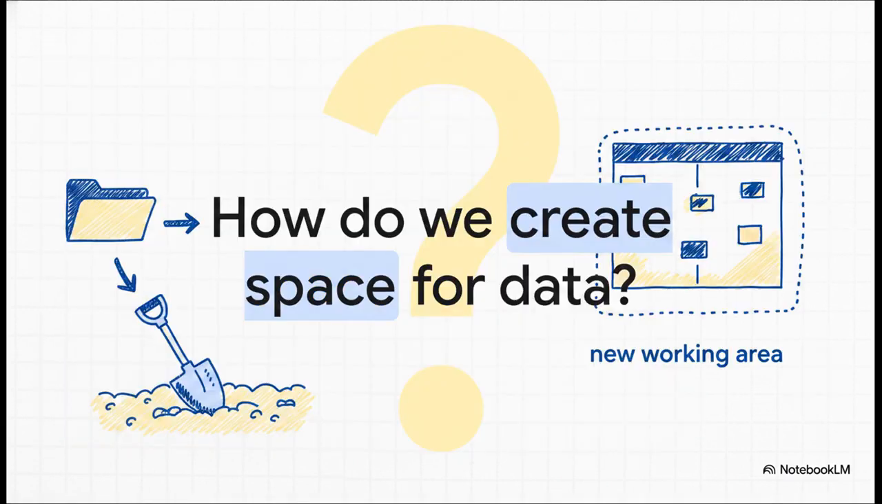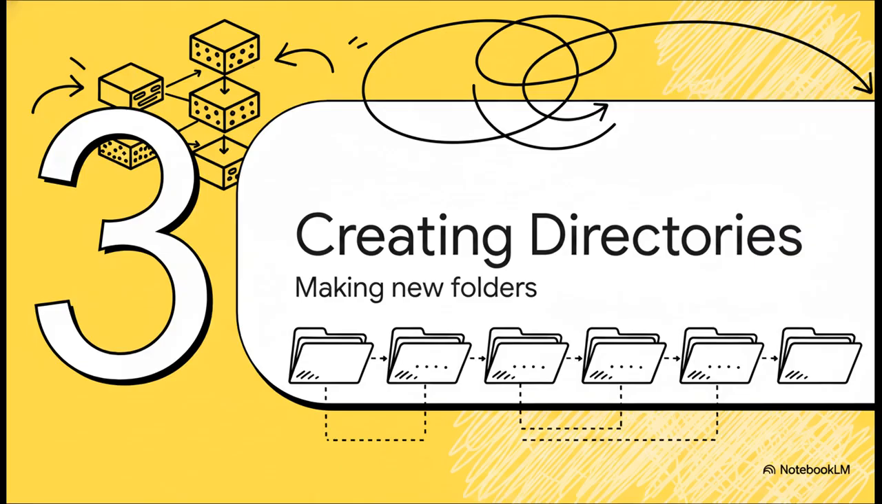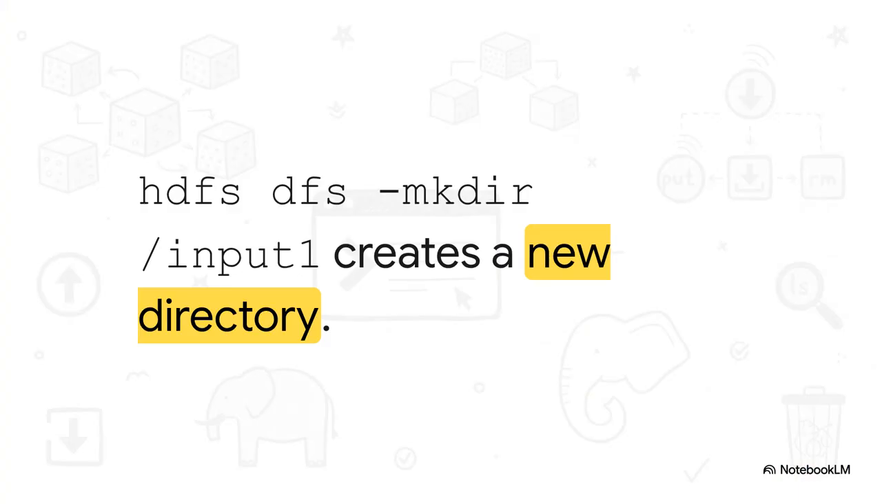Okay, so we've looked around. We can see what's currently hanging out in the root directory. But now we need to ask ourselves a pretty vital question. How do we create a brand new space for our own data so we aren't just randomly dumping files into the root? That brings us perfectly to Section 3, creating HDFS directories. To carve out that space, we execute hdfs dfs -mkdir /input1.